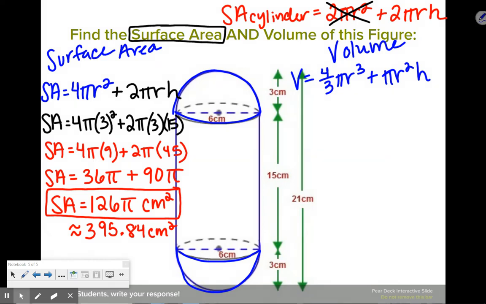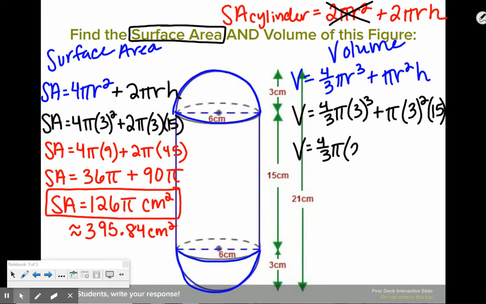Now I plug in what I know. Again, I know my radius of my sphere is 3, so I have 3 cubed. And then my radius of my cylinder is also 3, so I have 3 squared. And my height is 15. Notice how my formulas are different from surface area to volume. Here I have 4/3 pi and then 27, because 3 times 3 times 3 gives me 27, plus pi times 3 squared, which is 9, times 15. Again, some of you will be able to combine some of these lines together. I'm going to put 4/3 times 27 into my calculator, and I get 36 pi for this first part. And then I'm going to multiply 9 times 15, and I get 135 pi.